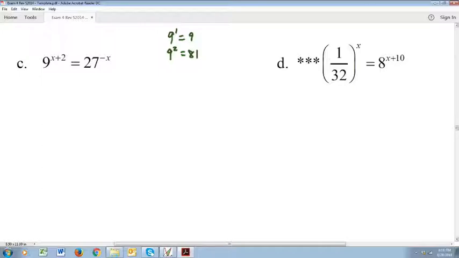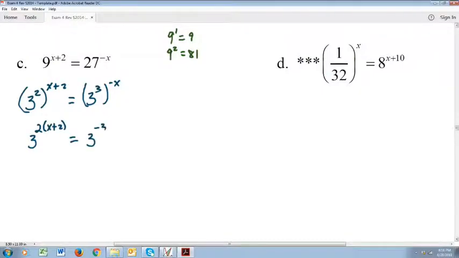In fact, we need to go smaller, and 3 would work. We could write 9 as 3 squared, and we could also write 27 using a base of 3, as 3 cubed. And so this becomes 3 squared to the x plus 2 is equal to 3 cubed to the minus x. So all we've done is replace 9 with 3 squared and 27 with 3 cubed.